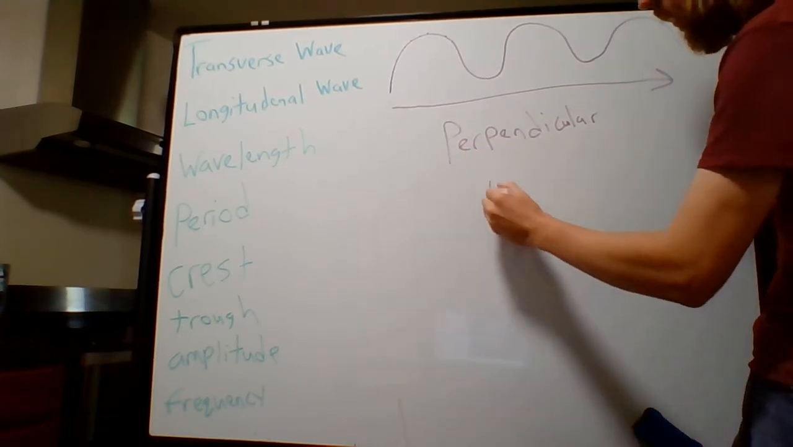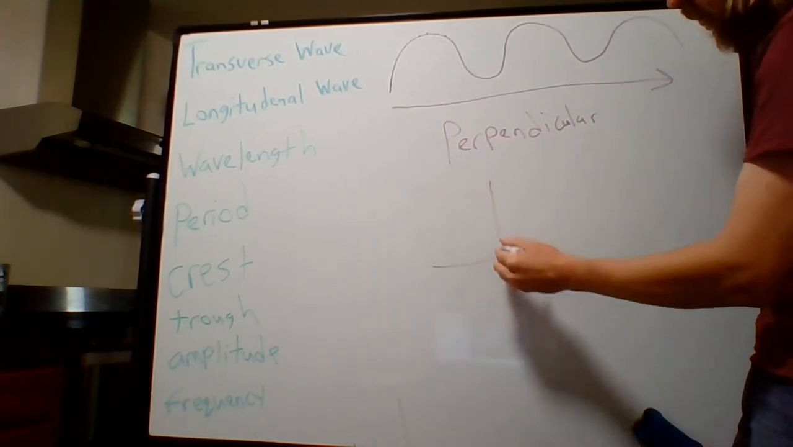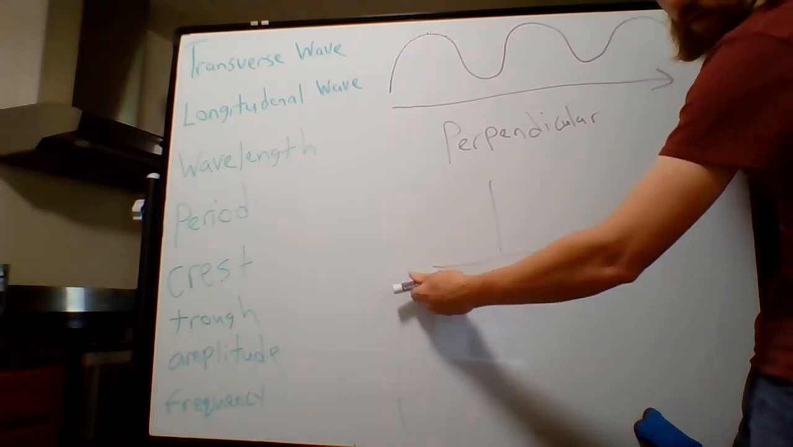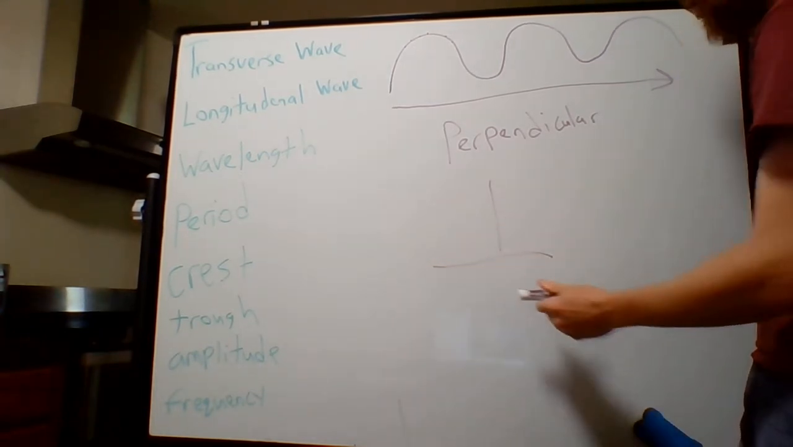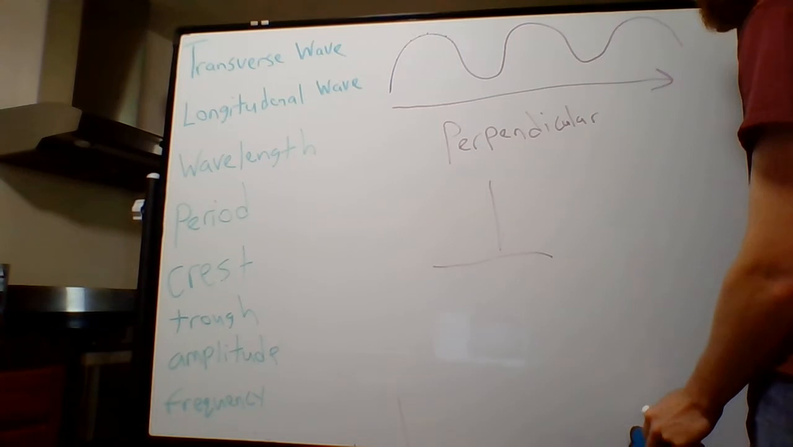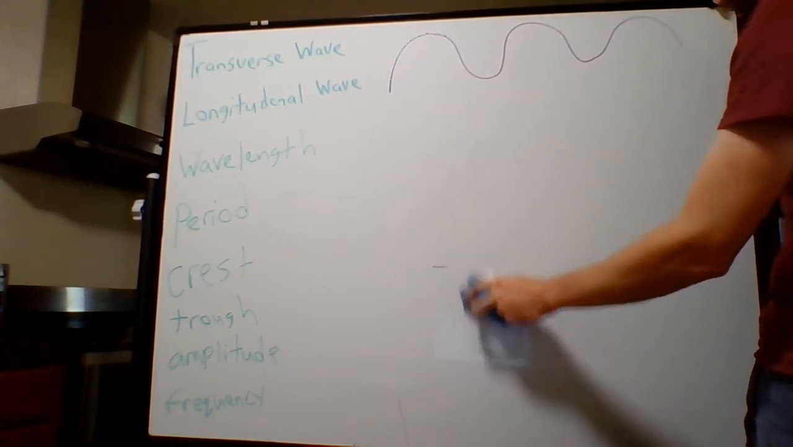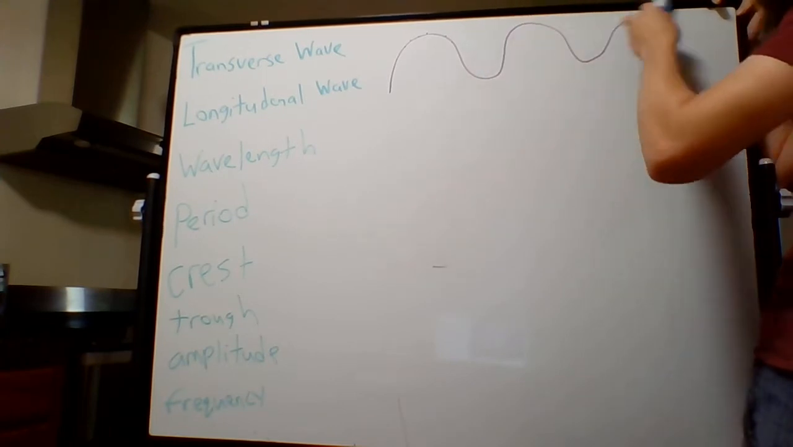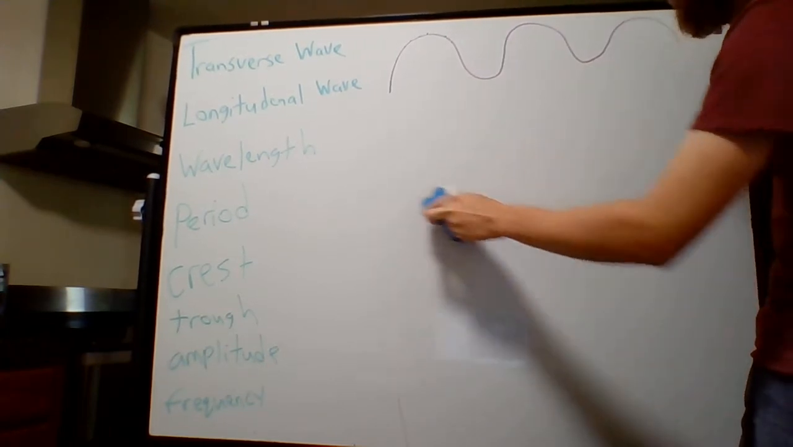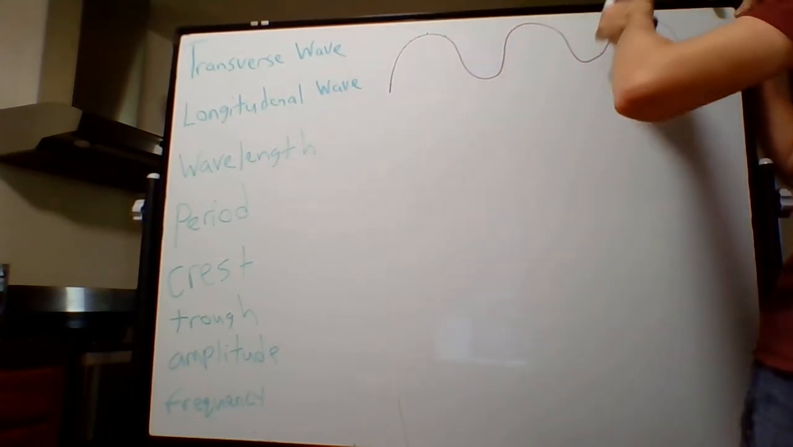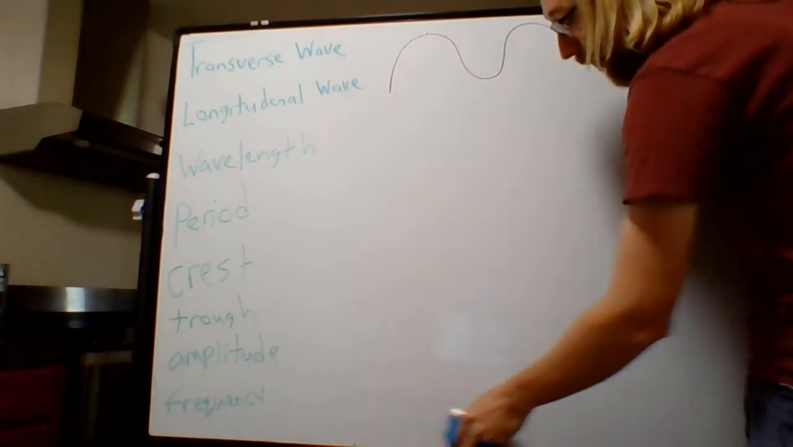So remember, perpendicular looks like this. The particles go up and down while the motion of the wave goes this way. So the particles move perpendicularly to the motion of the wave. And this is what a transverse wave looks like. It's also called a sine wave. So up and down, that's a transverse wave.